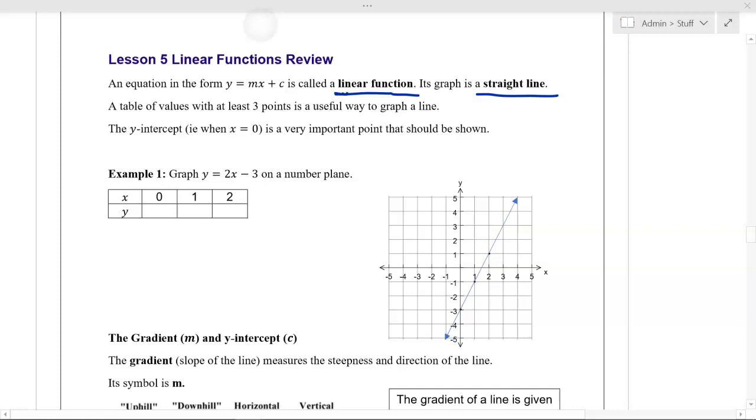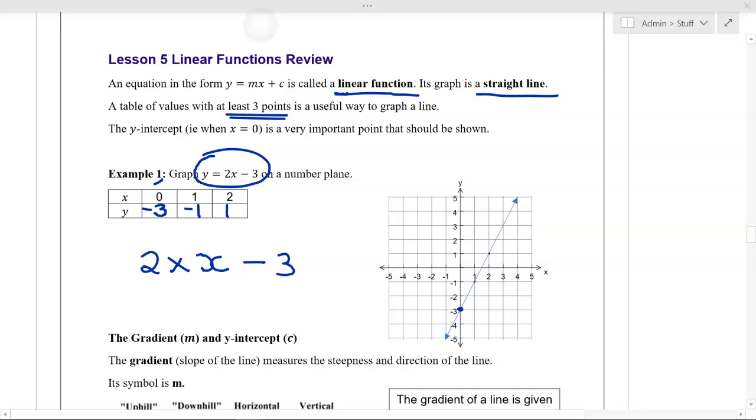To graph a line, we use 3 points. 2's all you need, but the third one is a checker to check you're right. We always include the point x equals 0. So recall, y equals 2x minus 3 means 2 times x take 3. So I'm going to sub in 0 into that equation. 2 times 0 take 3, negative 3. Then I'll sub in 1, and then I'll sub in 2. I should get a nice pattern.